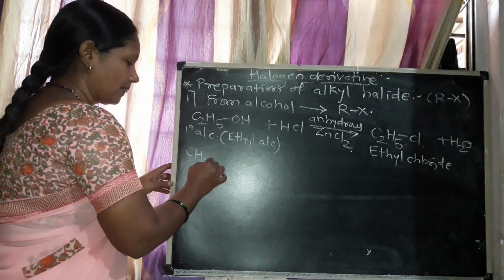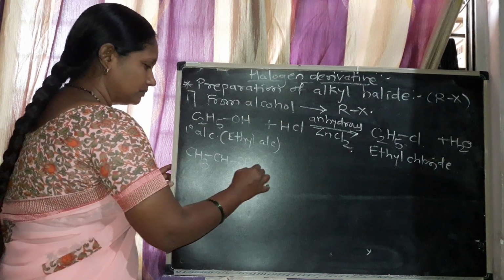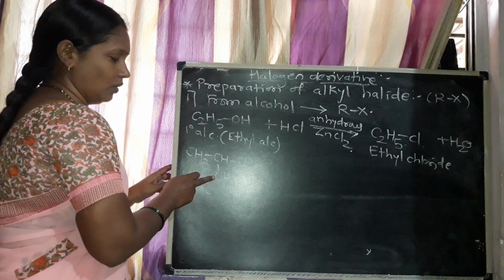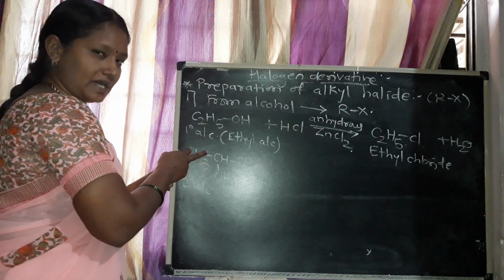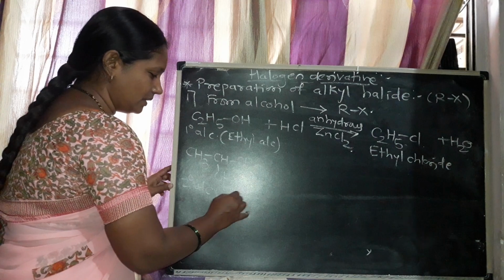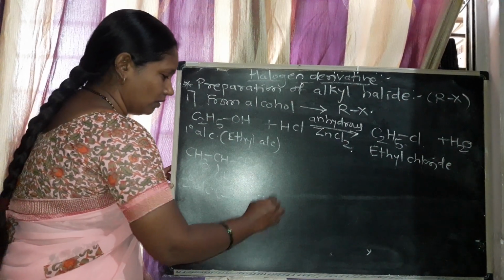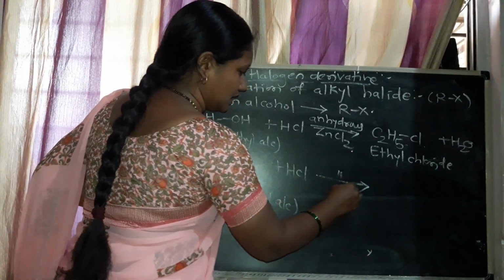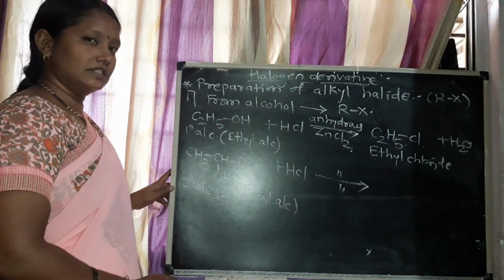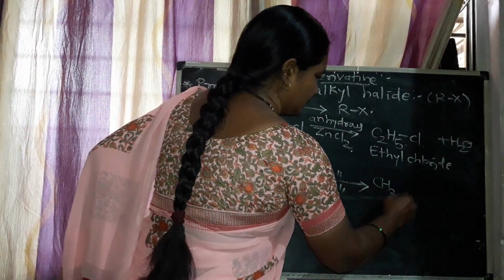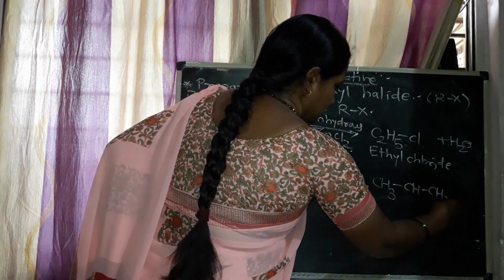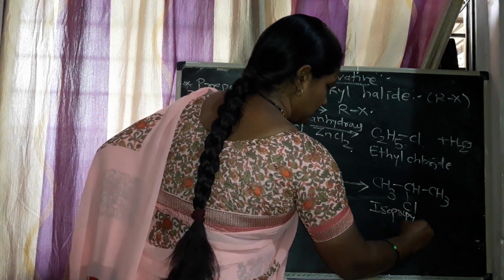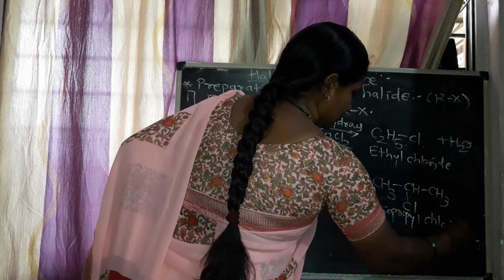Now second, this is the secondary alcohol. The OH is present at the secondary carbon atom. The name is isopropyl alcohol. It is reacted with HCl. Then by using the same catalyst, anhydrous ZnCl2, we can prepare isopropyl chloride.